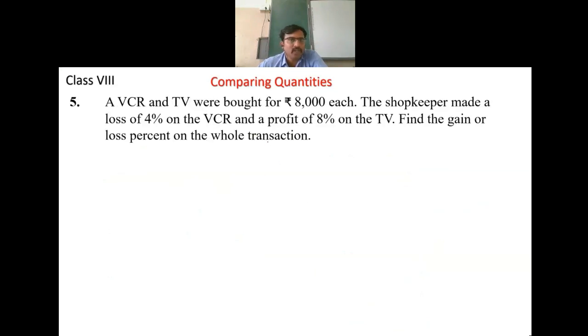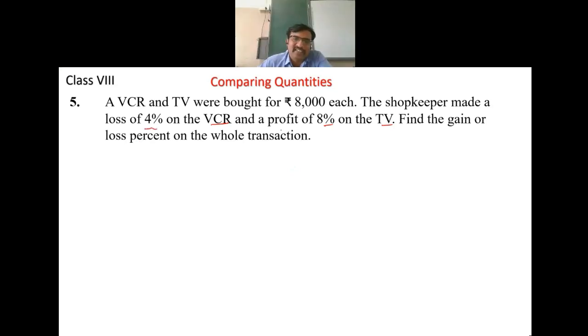A VCR and TV were bought for rupees 8,000 each. The shopkeeper made a loss of 4% on the VCR and 8% profit on the TV. Find the gain or loss percent on the whole transaction. Here there are two transactions. One is related to VCR, another is related to TV. On one he has got a loss, he has got profit on the other.